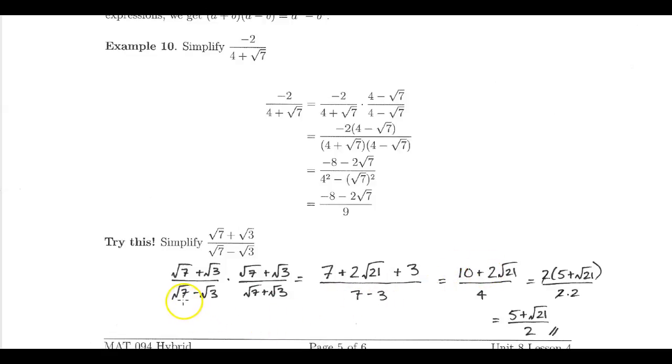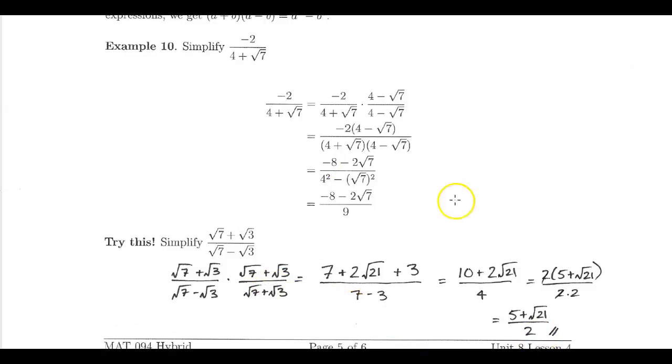And then root 7 squared minus root 3 squared will be 7 minus 3, which gives us 4. So the coefficients are even, so we can factor out a 2. So we have 2 times 5 plus root 21 over 2 times 2. A common factor of 2 can be canceled. So we have 5 plus root 21 over 2.